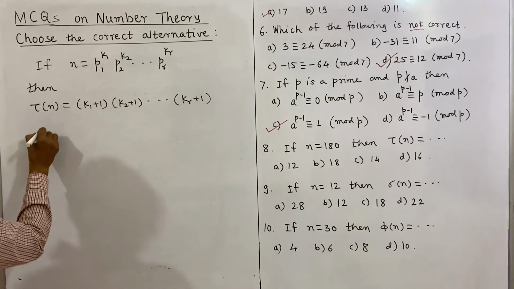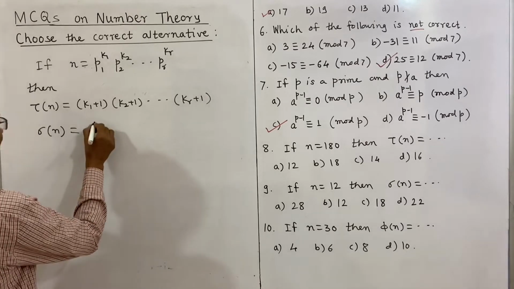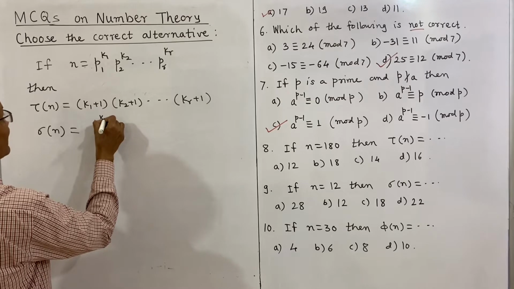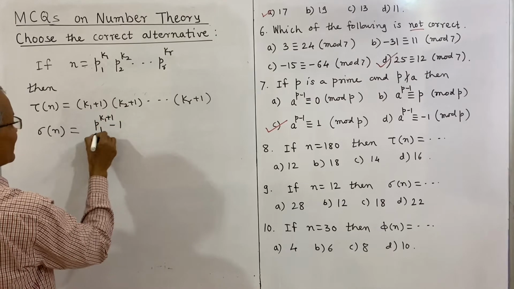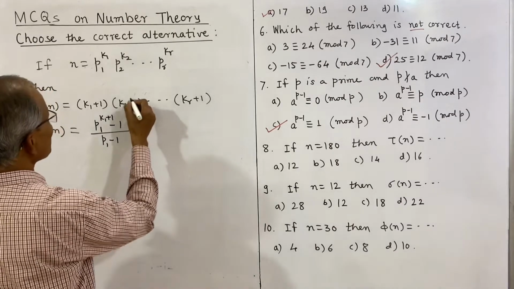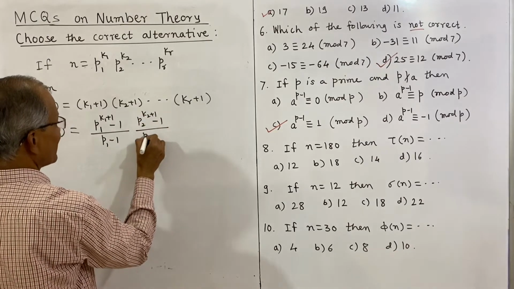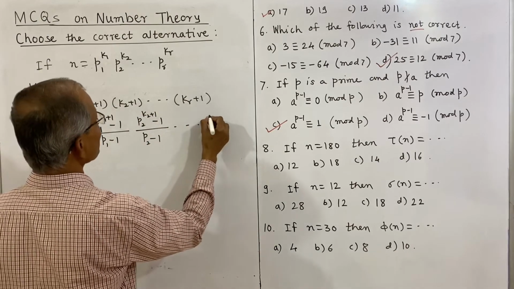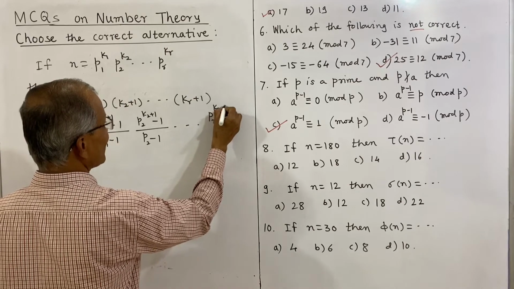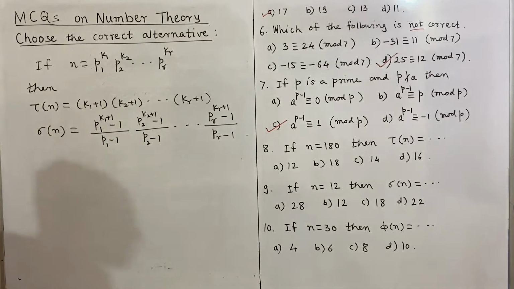And sigma of n will be equal to, if you consider these numbers, the product of p1 to the power k1 plus 1 minus 1 divided by p1 minus 1, and so on, p2 to the power k2 plus 1 minus 1 divided by p2 minus 1, and the last will be pr to the power kr plus 1 minus 1 divided by pr minus 1. So this is sigma of n.